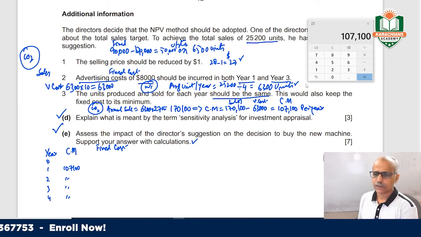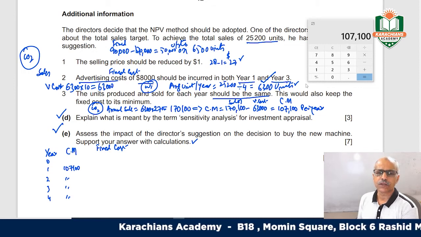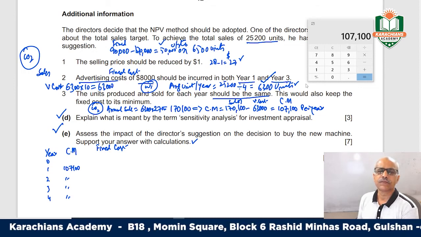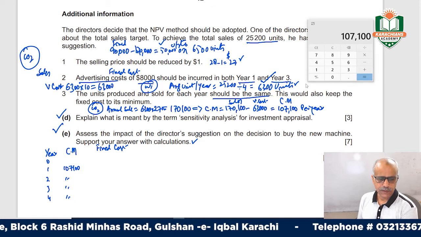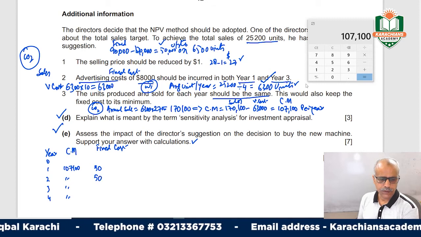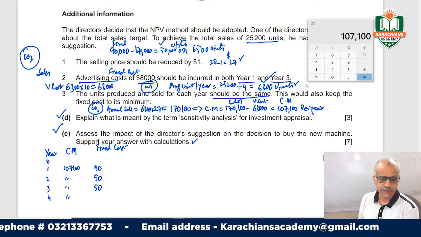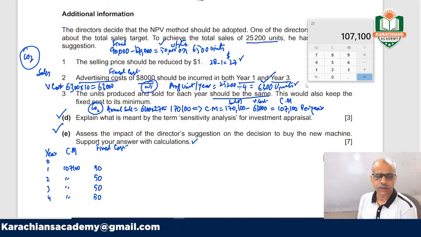So our units are 6,300. Then our fixed cost, because this is within 6,500, your fixed cost will be 50,000 in all the years. So year number 1 this will be 50,000. In year number 2 this will be 50,000. In year number 3 this will be 50,000. And year number 4 this will be 50,000.